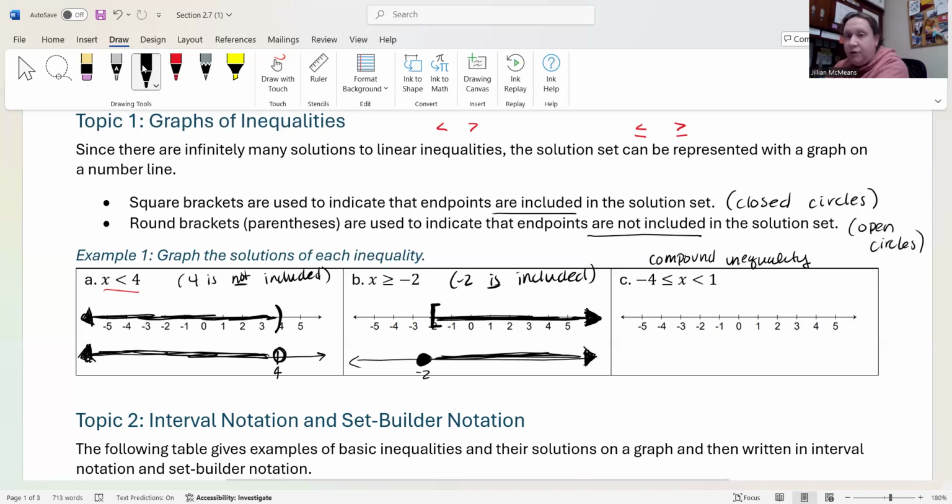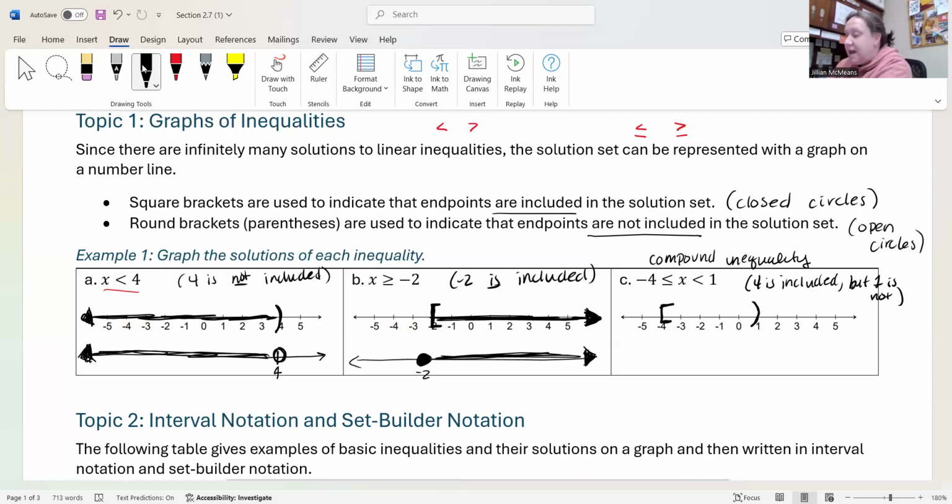So we're told that -4 is less than or equal to x, but x is less than 1. So we have this like interval of solutions that are going to satisfy this inequality. So we need to locate 2 endpoints, -4 and +1. Now, -4 has an or equals to inequality. That means -4 is included, but 1 is not. Okay, so for -4, I'm going to put a square bracket. For 1, I'm going to put a rounded bracket.